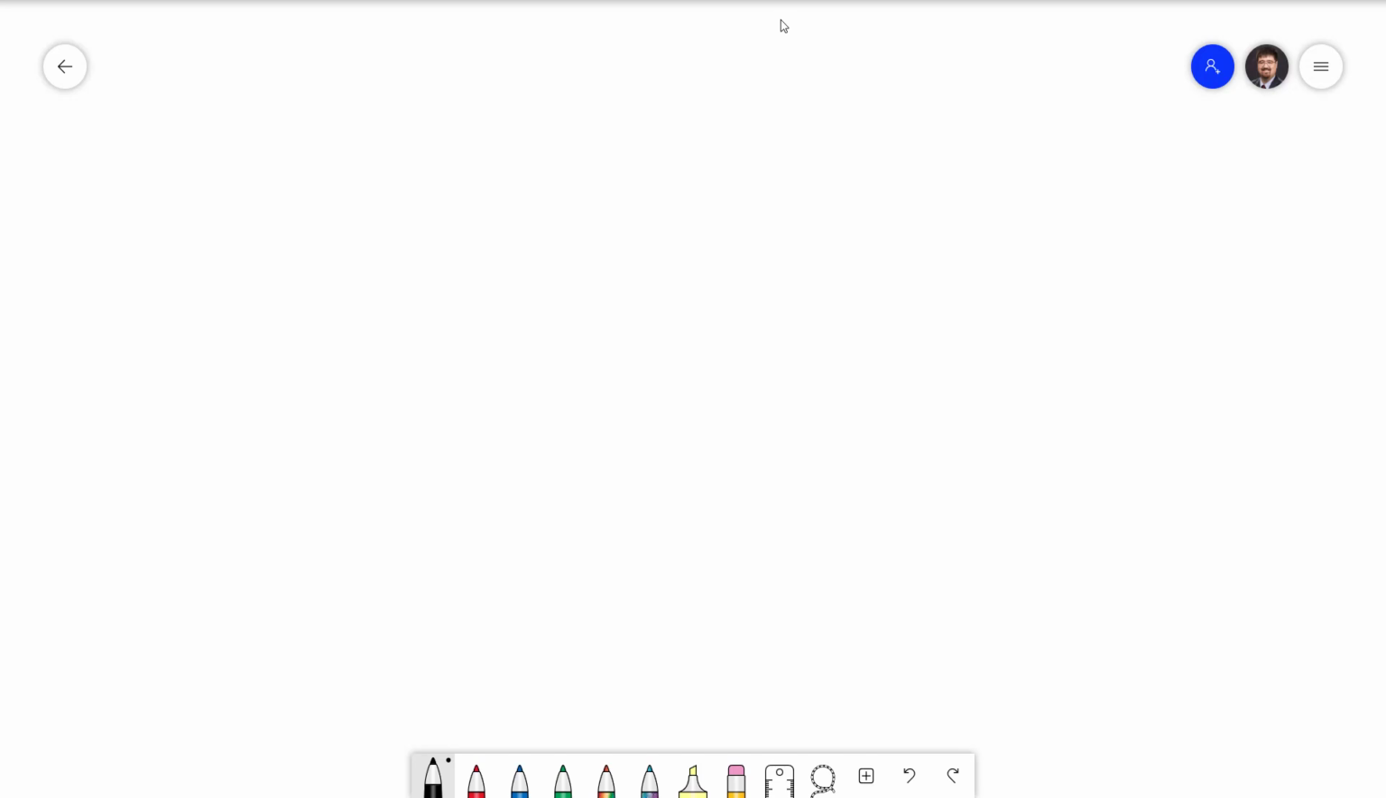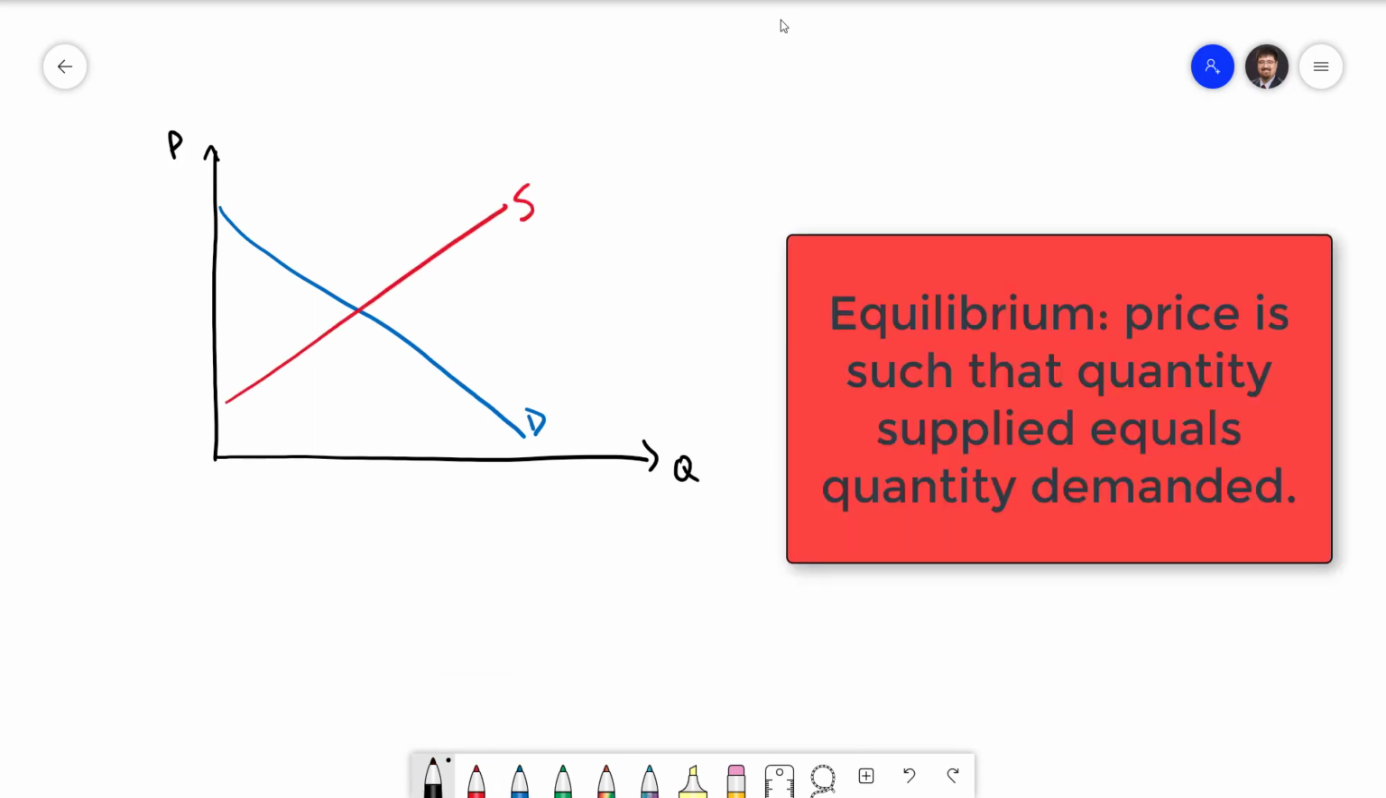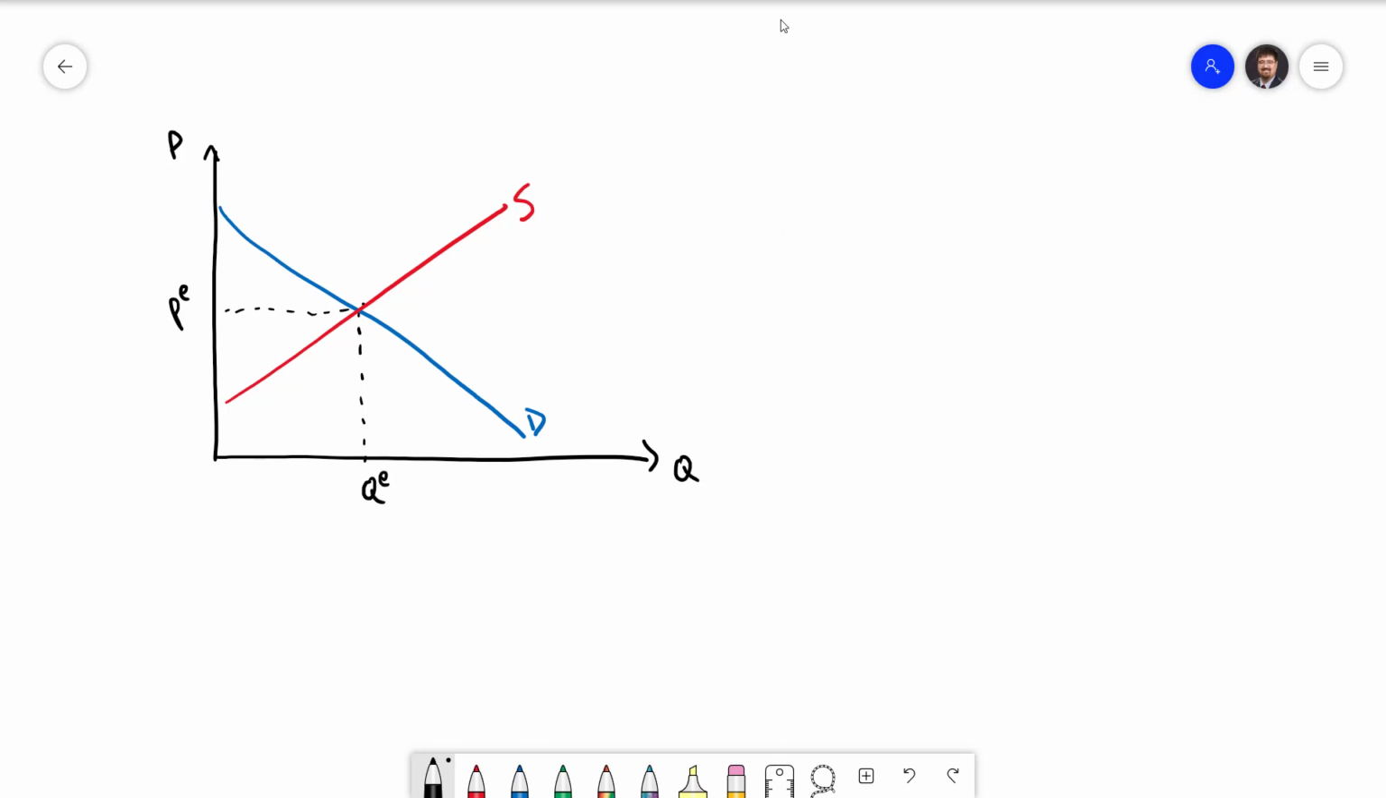In this video, we're going to put supply and demand together to solve for equilibrium. Let's start out with a quick sketch of a market. Quantity, price, demand, and supply. The market equilibrium occurs at the price at which the quantity supplied and quantity demanded are equal. I will denote these as PE and QE.